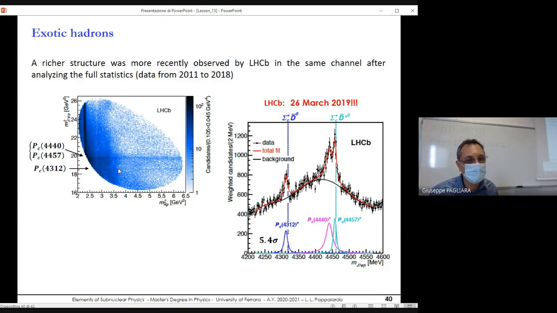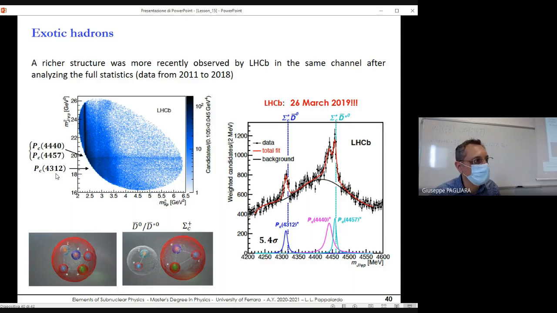And you can see these in the Dalitz plot. We introduced the Dalitz plot for three-body decays, if you remember, a couple of lessons ago. This is an example where you plot the squared mass of one combination of final particles against the squared mass of the other combination, and then you find that there are accumulations of events in some regions. So this one here corresponds to the sum of these two resonances, and this one observed here is the new state also observed.